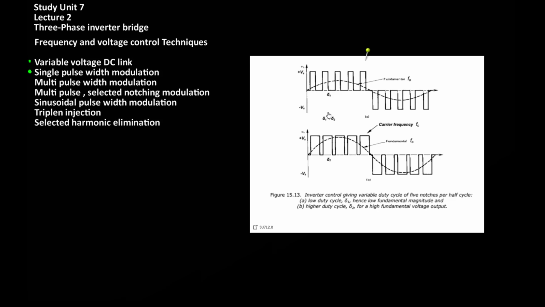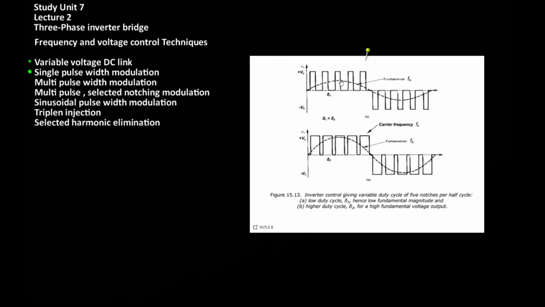One of the simplest ones is variable voltage DC link, and what this simply means is that the input DC voltage is modulated or varied, and doing this will vary the output voltage of the DC to AC converter. Single pulse width modulation applies the quasi-square wave technique used for the single phase DC to AC converter to the three-phase converter. So what essentially is happening here is that a quasi-square wave based technique is used for each leg of the converter bridge, and in this way the pulse width can be varied for each phase.